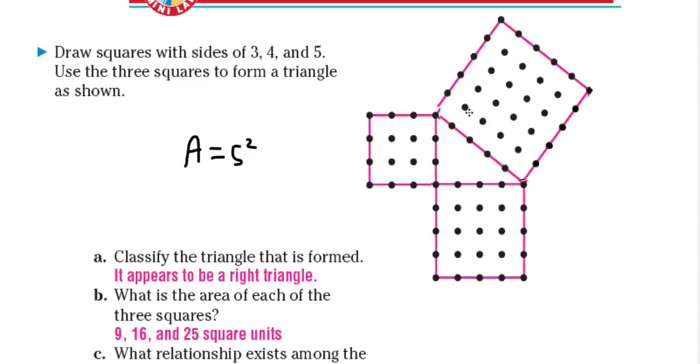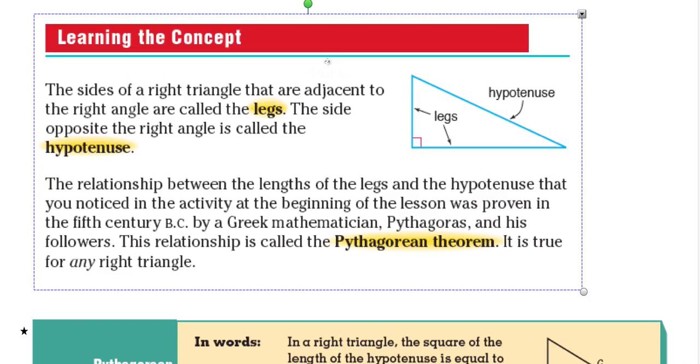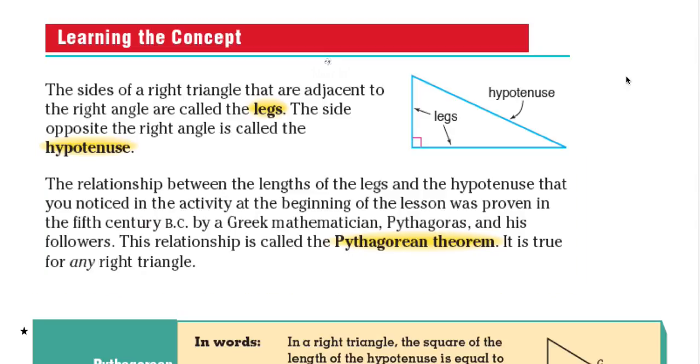So, again, a recap: a 3 by 3 square plus a 4 by 4 square equals a 5 by 5 square, and the triangle that it forms is a right triangle. Let's see where this leads us. It brings us to what a right triangle is first.